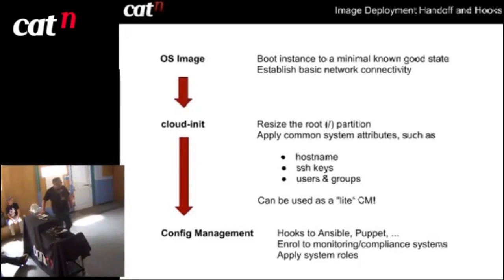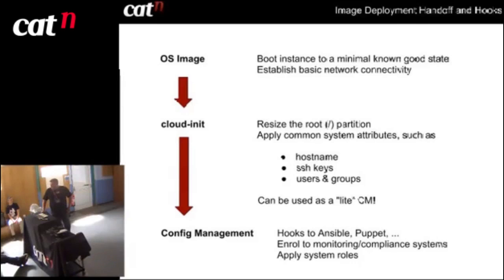So this is kind of just covering what I just said. You start off with your boot image, your OS image. The point behind that is to get you to a known minimal good state and establish some basic network connectivity, at which point you hand off to Cloud Init. Cloud Init will resize your root file system, and it will apply some common system attributes such as your hostname and your SSH keys. It may add some users and groups. And you can go further than that as well.